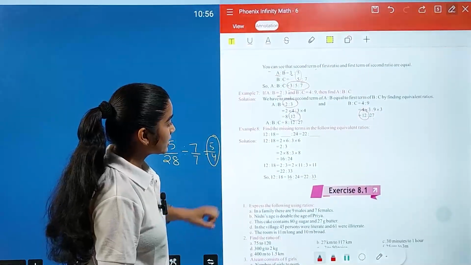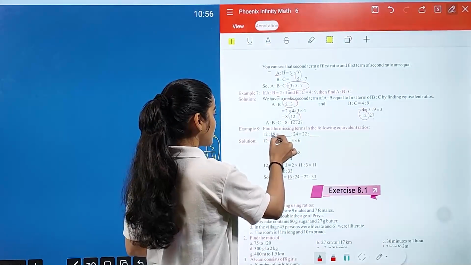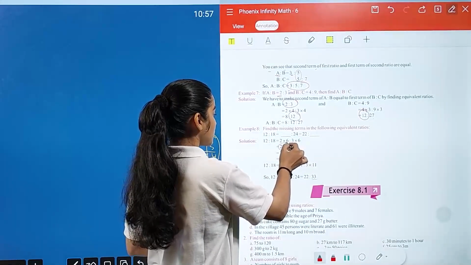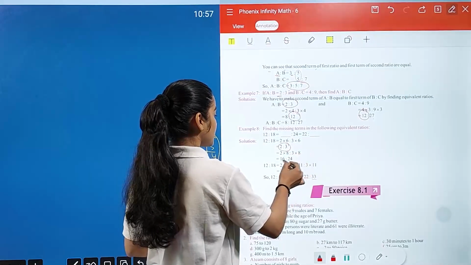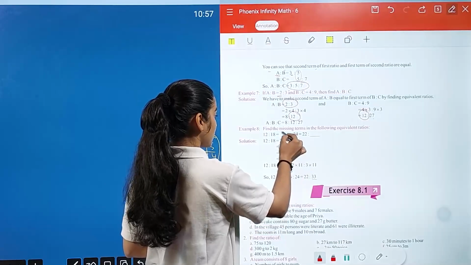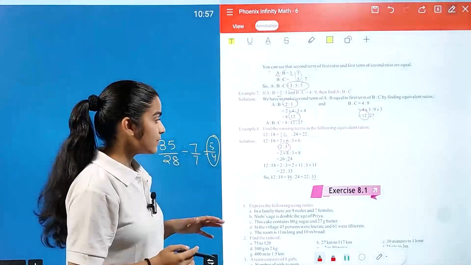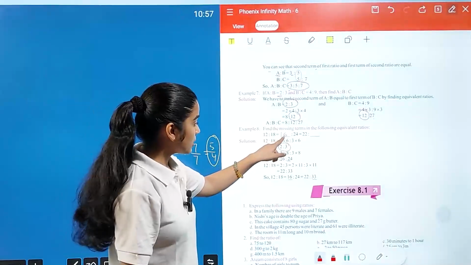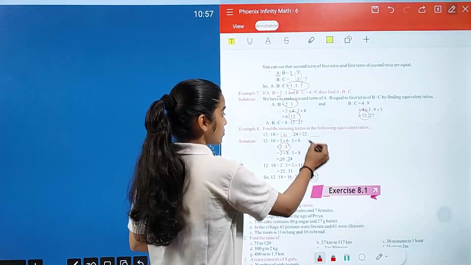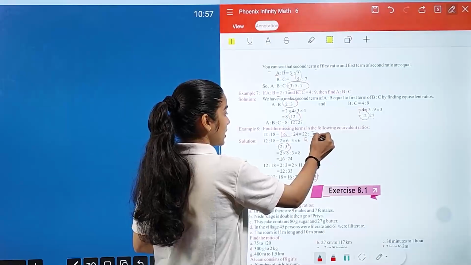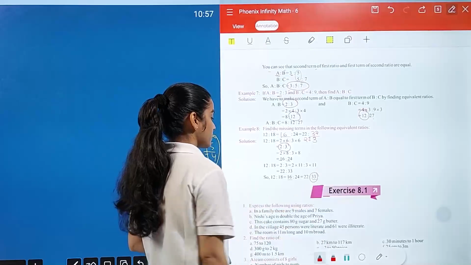Now we have to find the missing terms in the following equivalent ratio. So for this you have to change it to 12 is to 18. So the simplest form is 2 is to 3 and in this we have to convert it. So 2 multiplied by 8, 3 multiplied by 8 is equal to 16 is to 24 because we have the 2 is to 3 ratio. In equivalent ratios, what we notice is that if we simplify it, we get the same number, 2 is to 3. In this case we also have 2 is to 3, and in this case we also have 2 is to 3. So 2 is to 3 is your simplest form.